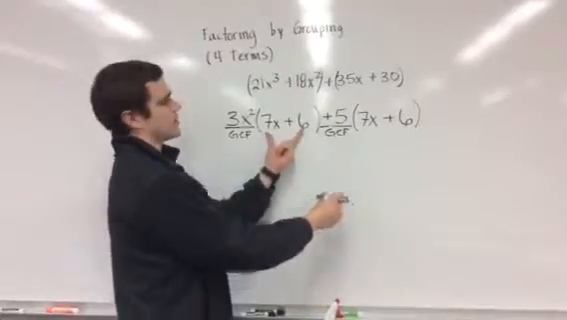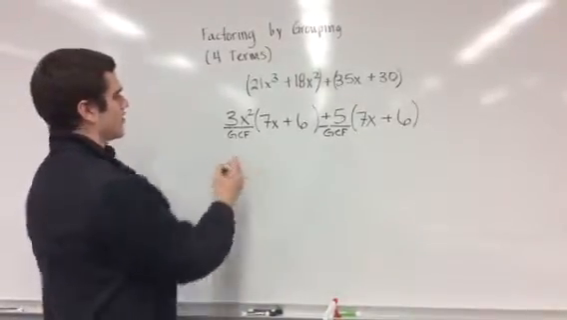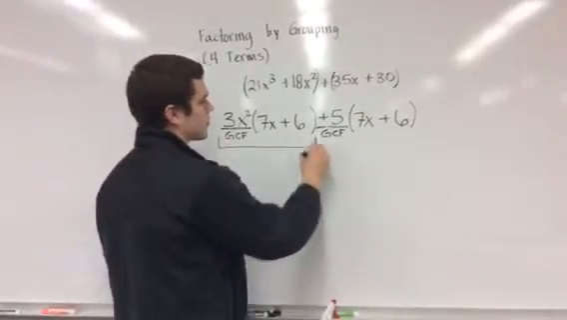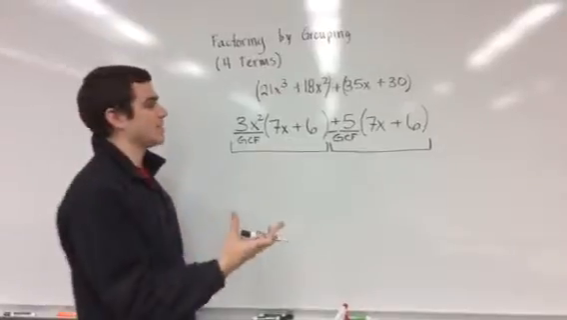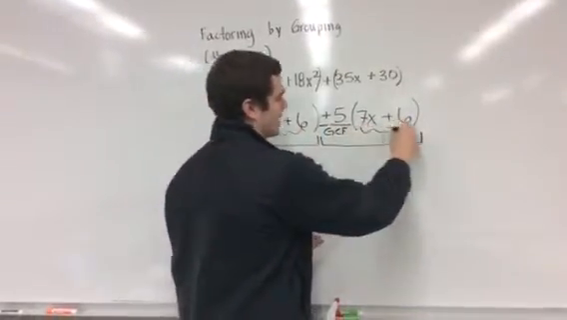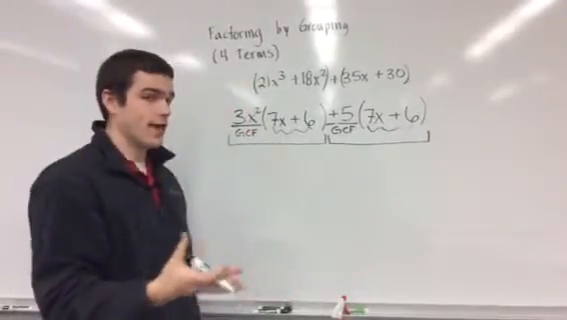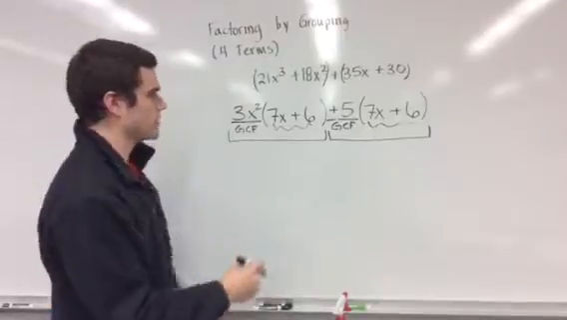And notice 7x plus 6 showed up twice. So now think of this as one term here and then a second term there. And they have in common a 7x plus 6 that showed up twice. If you do it correctly, that should happen every time. 7x plus 6 and 7x plus 6. It should be the same.